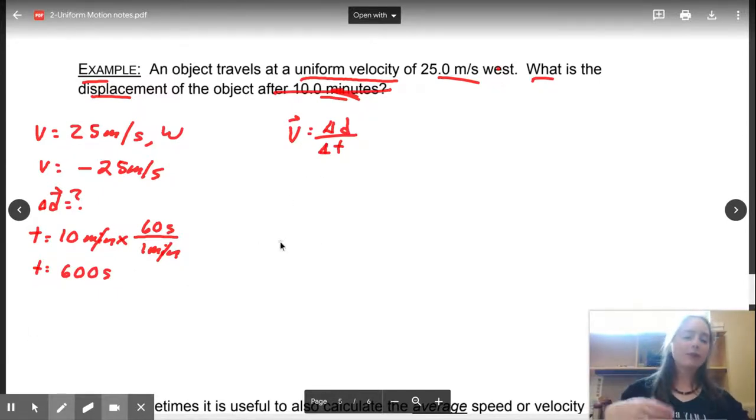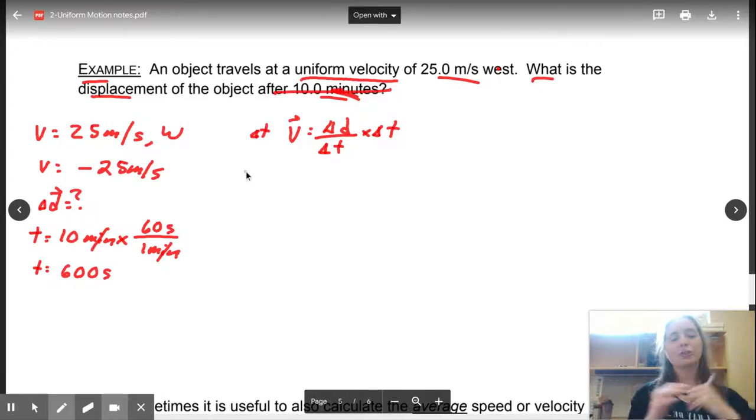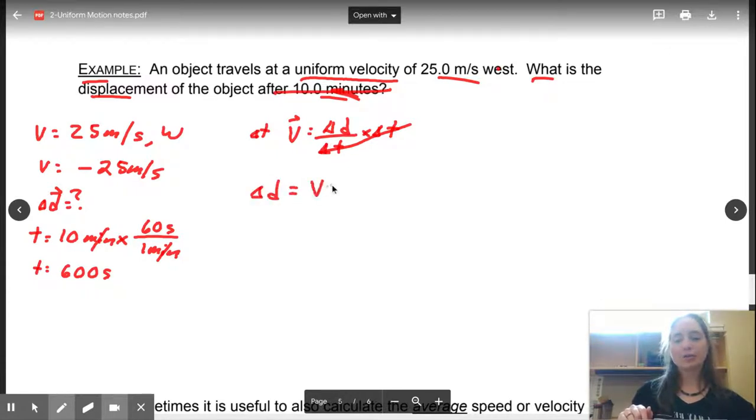Well, the next step I need you to do is rearrange your equation. I'm trying to find delta D, so I'm going to multiply both sides by delta T. I'm also assuming that you guys are comfortable with rearranging equations now. If you're still having grief with this, come see me. So delta D is now equal to V times delta T. Well, I now have my displacement value isolated.